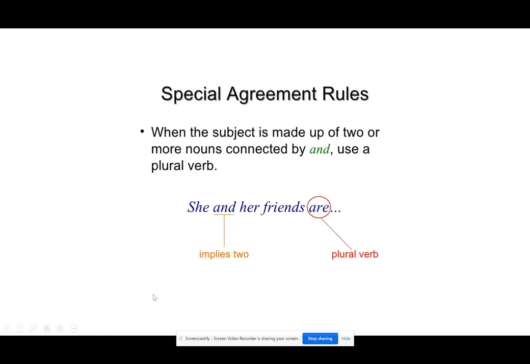So there are some special agreement rules. When the subject is made up of two or more nouns connected by the word and, use a plural verb. She and her friends are. Okay, since we have this connector word here of and, that makes it plural, more than one, so we have to use are.